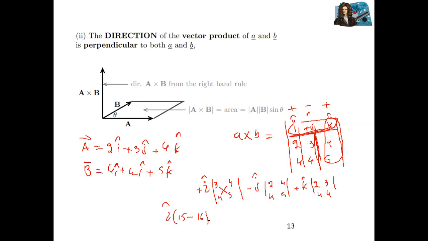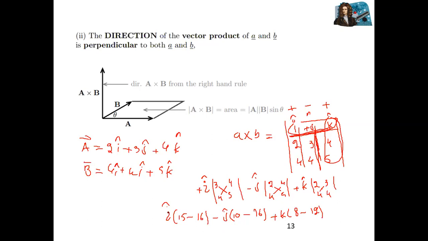Yes, 16. Then we have minus j. Same, you need to multiply 2 with 5, 10, minus 4 multiplied with 4 equals 16. Last one is k. So k is equal to what? 2 multiplied with 4, 8, minus 4 multiplied with 3 equals 12.